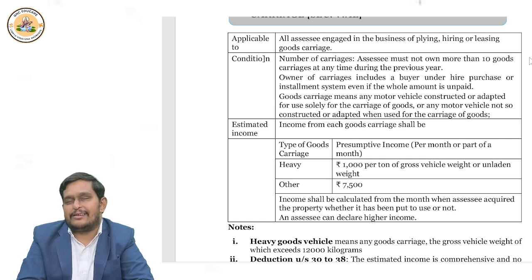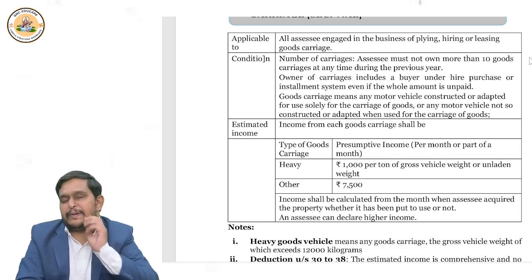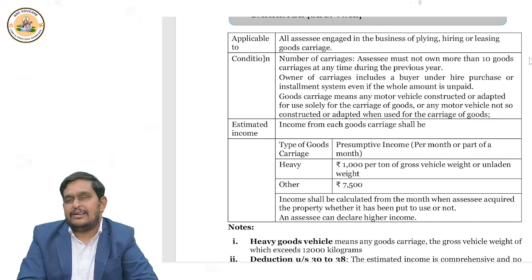The only thing that matters is simple. Only one thing matters. What is it? Are you the owner of the vehicle? That's it. So if you are the owner, is it a small or heavy vehicle? Small vehicle, 7,500 per month. Heavy vehicle, 1,000 per ton of gross weight.